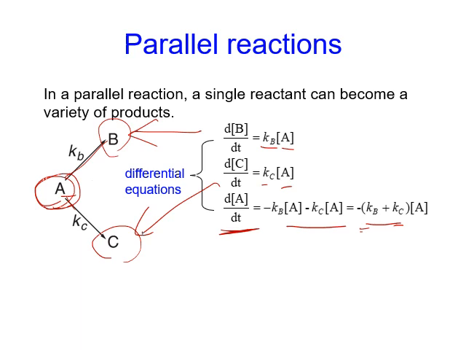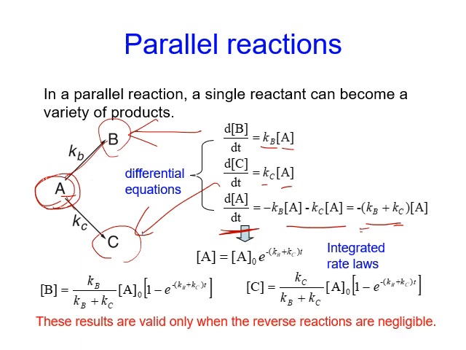So all these can be integrated. These are the three integrated rate laws. This is for the concentration of B, this is for the concentration of A, and this is for C. Now note that when we write this rate law, we ignore the reverse reaction. We assume the reverse reaction is not important. That means this reaction is under kinetic control. Thermodynamics is not important, the equilibrium constant doesn't play an important role. So it is only determined by kinetics, and these are the results under kinetic control.